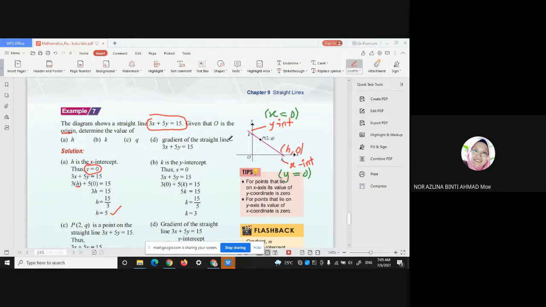Okay, next, B, k. What is the point at k? The point at k is (0, k), because this is where the value of x equals 0. This is the y-intercept. To get the y-intercept, x equal to 0. So we substitute x equal to 0 into this equation. So 3 times 0 plus 5k equal to 15. This point is (0, k), k is y. So 5k equal to 15, k equal to 15 over 5, k equal to 3. Okay, remember, to get the y-intercept, substitute x equal to 0. To get the x-intercept, substitute y equal to 0.